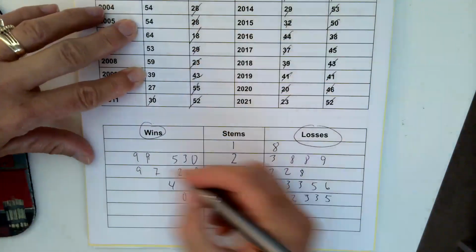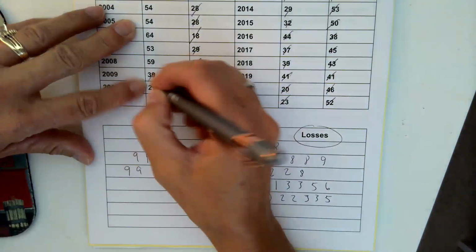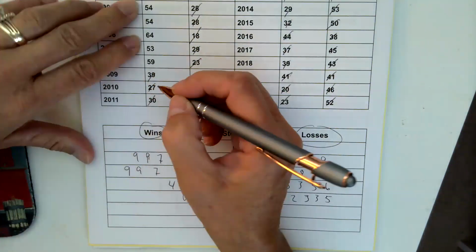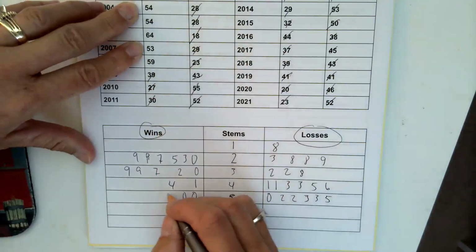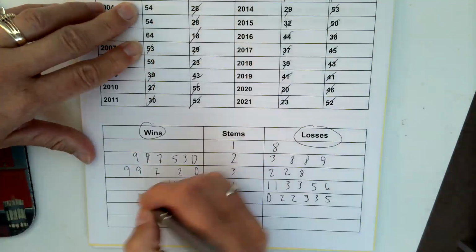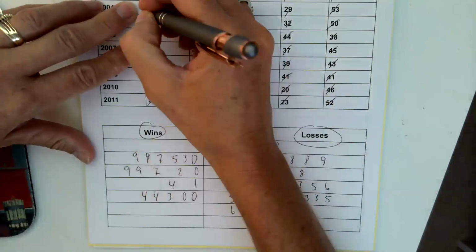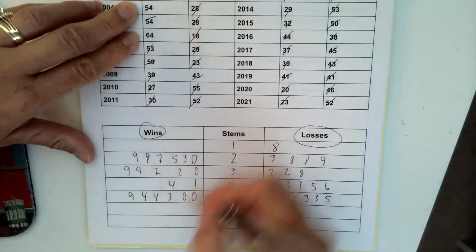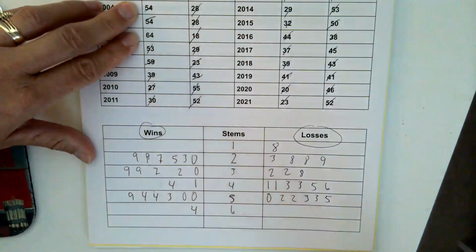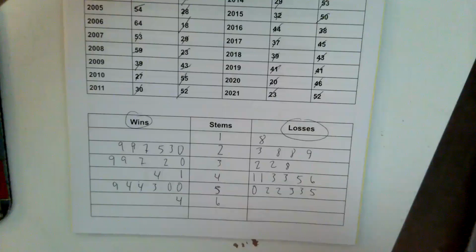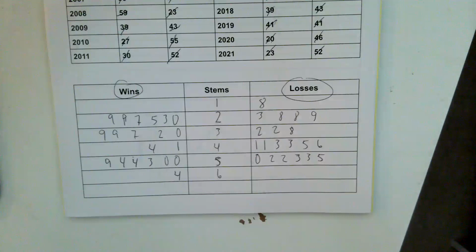Oh, there's a 39, another 39 I missed. Oh, and a 27. Put it in there. In the 50s, we got a 53. 2 54s. 59, and then a 64 is the largest number of wins. It just gives you a good picture of a double stem and leaf plot.